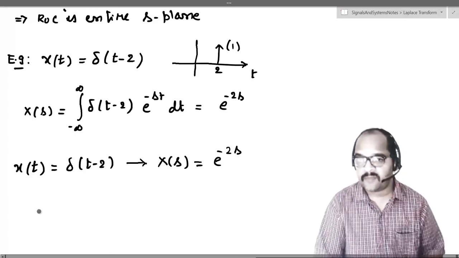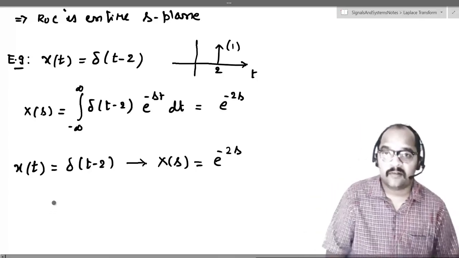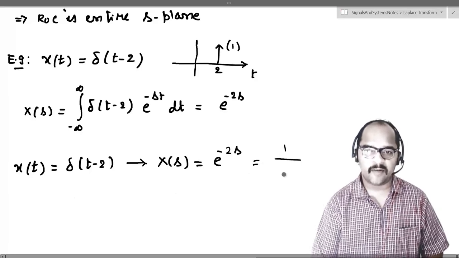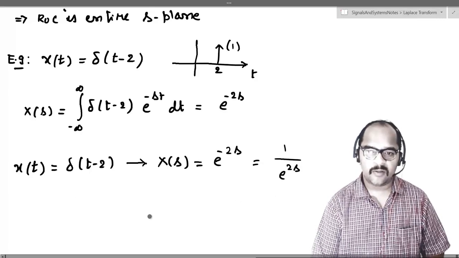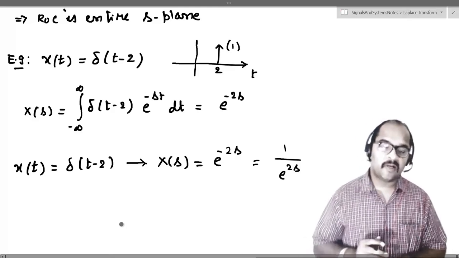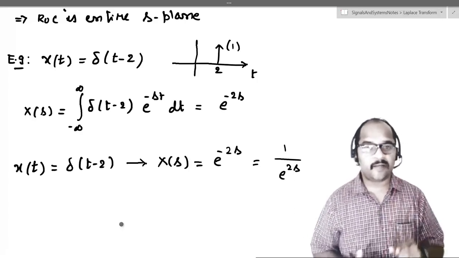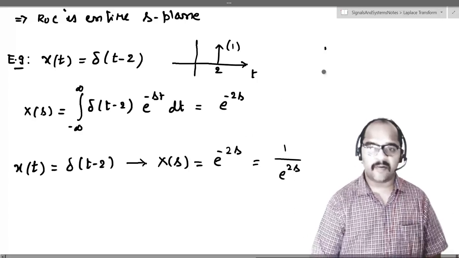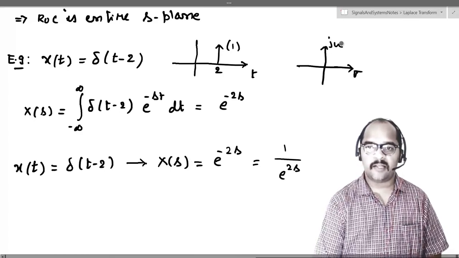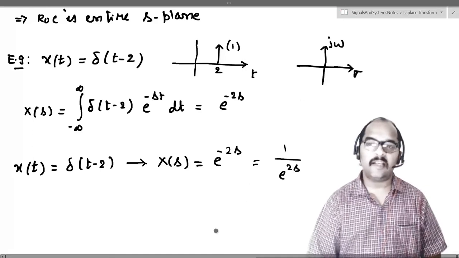Yes, we got the Laplace transform, but we have to find out this region of convergence. When will x of s converge? We can write it as 1 by e power 2s. We'll put a reverse question: when will this diverge? If you replace s, s varies from where to where? Our s plane looks like this, right? So this is our sigma and j omega. So s varies from where to where? From minus infinity to plus infinity, it will vary.